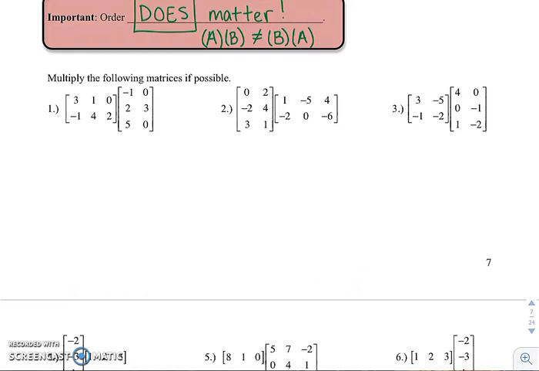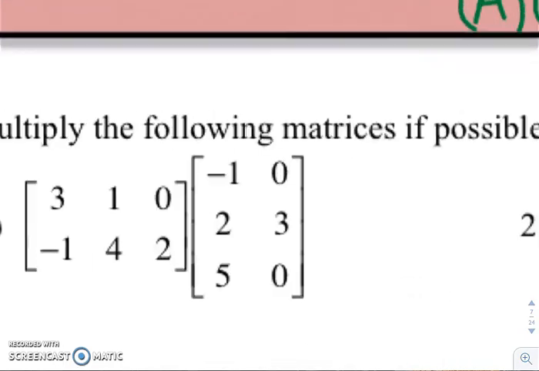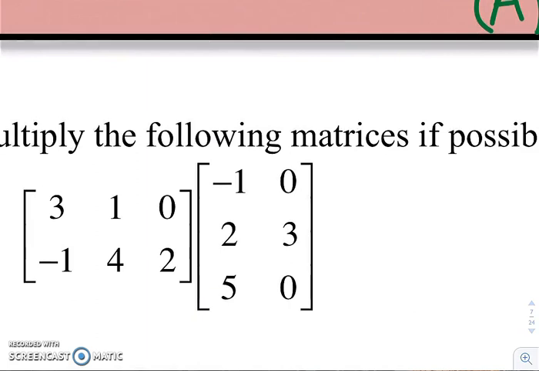So let's actually do the multiplication of some of these. I'm going to do the first three on this page with you guys. So, first thing I always do is, again, check to see if we can even multiply these guys at all. So we've got a 2 by 3 and a 3 by 2. So yes, we can multiply them.